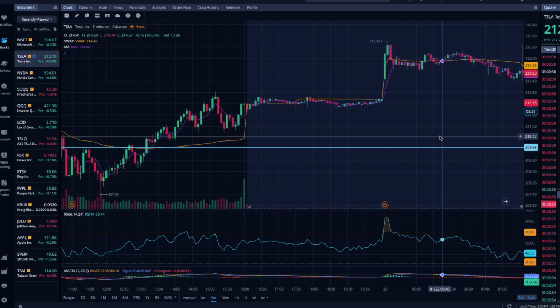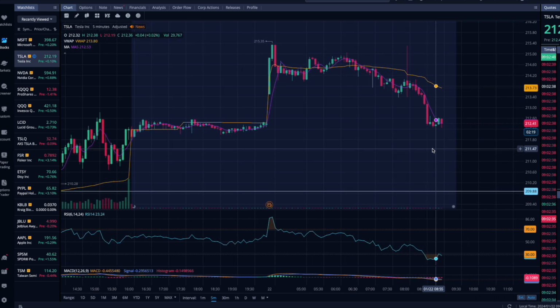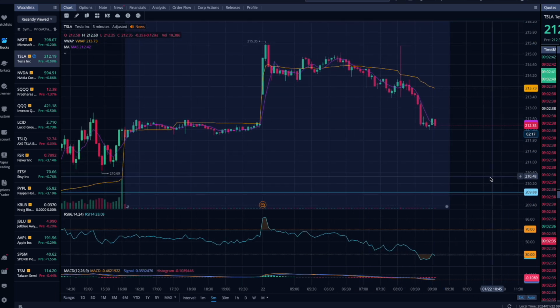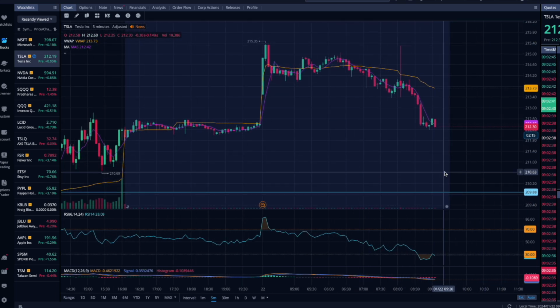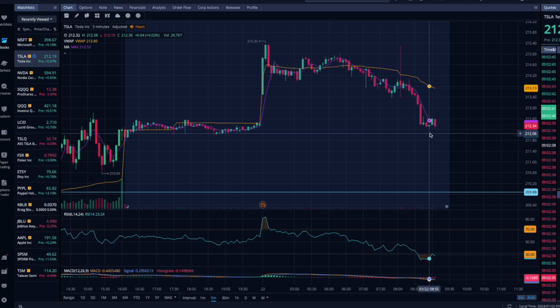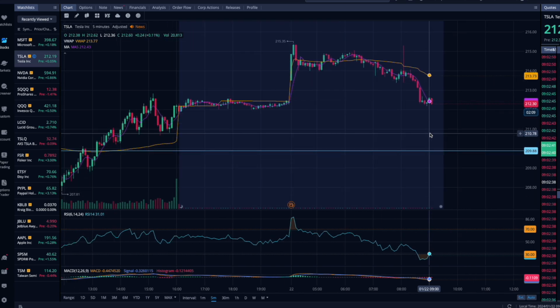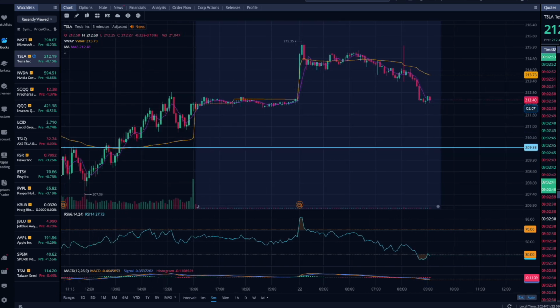So now we'll see as it tries to hold above 210, and it looks like it's starting to pull back. It hit 215, pulling back now. So we'll see. I could be wrong, of course. Tesla does its own thing, but that's what I'm looking for. So we'll see. We'll take a look.